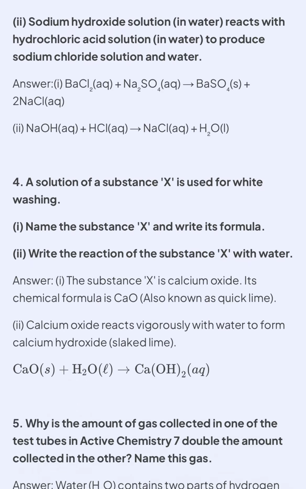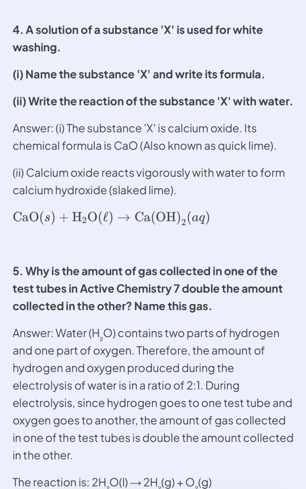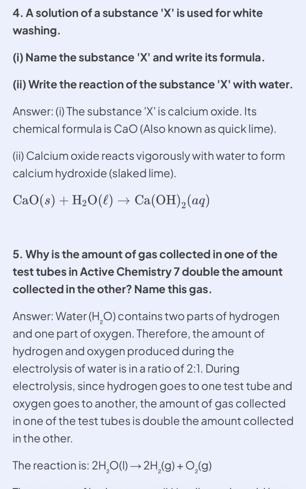4. A solution of substance X is used for whitewashing. (i) Name the substance X and write its formula. (ii) Write the reaction of the substance X with water. Answer: (i) The substance X is calcium oxide. Its chemical formula is CaO, also known as quicklime. (ii) Calcium oxide reacts vigorously with water to form calcium hydroxide, slaked lime. CaO(s) + H2O(l) → Ca(OH)2(aq).